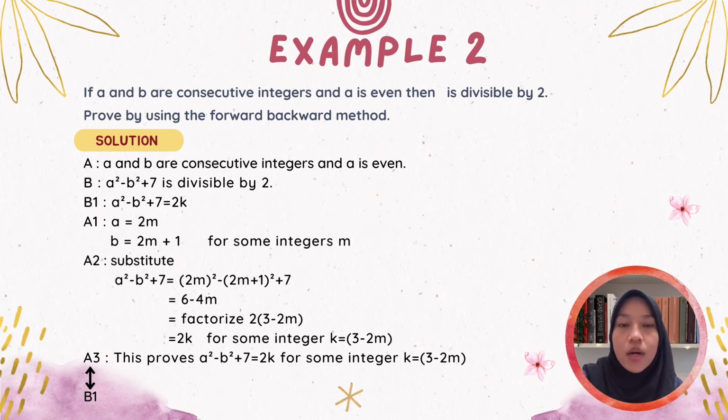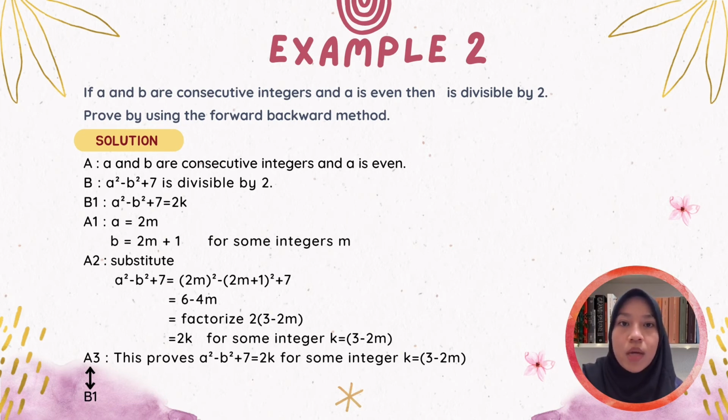So after that, we can write our A1, which is we take the information from A. The question tells us that A and B are consecutive integers. So we know that for consecutive integers, the difference between the two integers is 1. That means one must be an even integer and the other one is odd. The question also gives us that A is even, so if A is even, then B must be odd. Next, we write A equal to 2m because of the definition of an even integer, and B is 2m plus 1 because it is an odd integer, for some integer m.